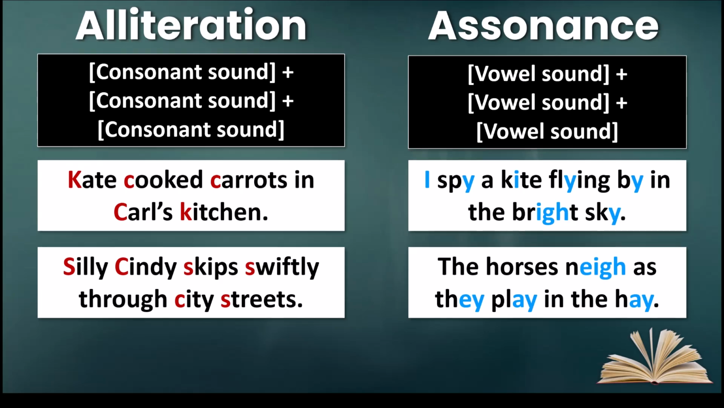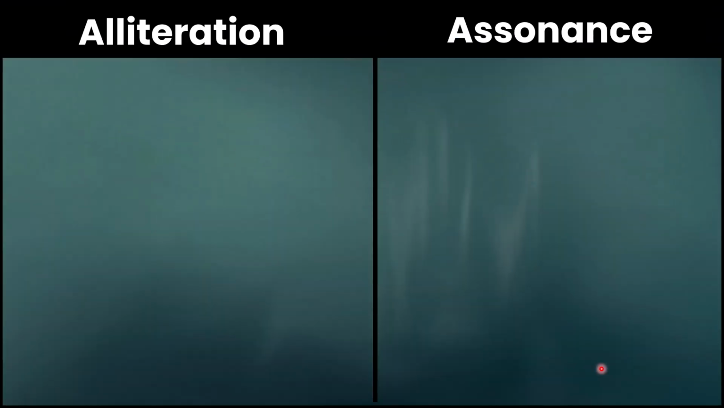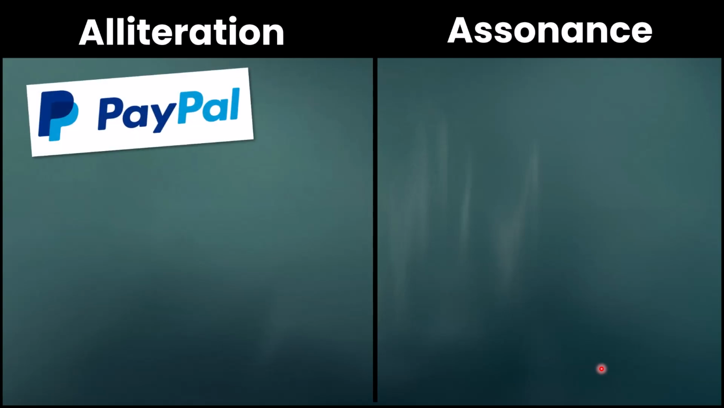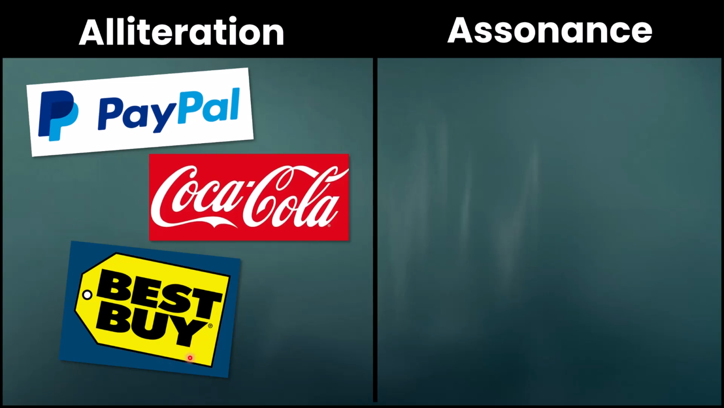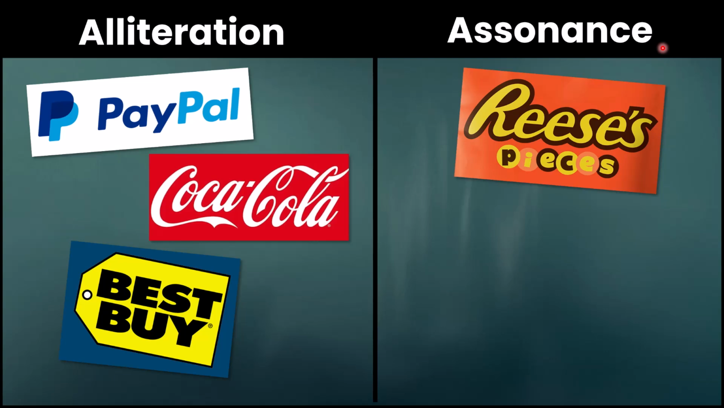consonant. We also see a lot of examples of alliteration and assonance in brands because it's rhythmic, it sounds good. Here's an example. PayPal, pay and pal, both begin with the consonant P. It sounds good. This is an example of alliteration. Coca-Cola, we have the hard C sound, K. Best Buy. And here are some brand examples that contain assonance.